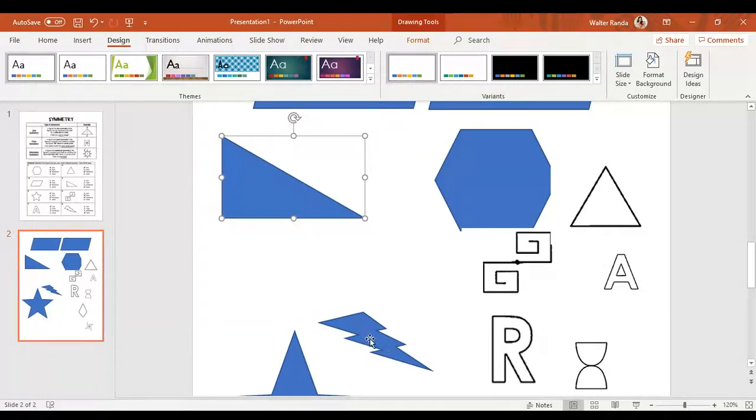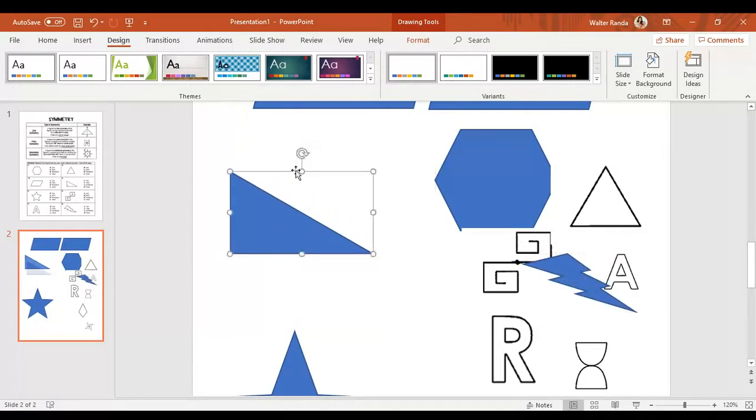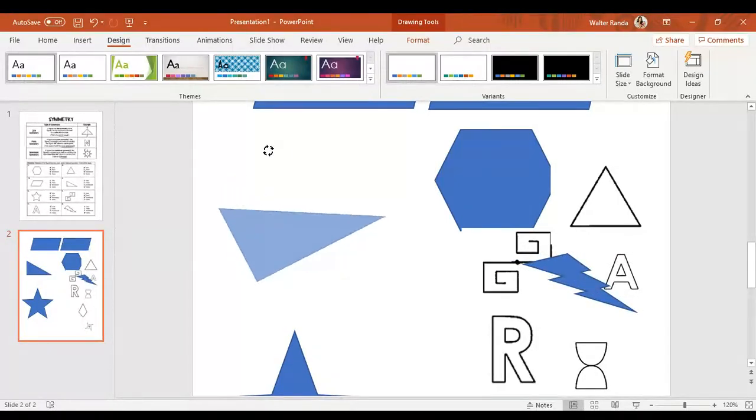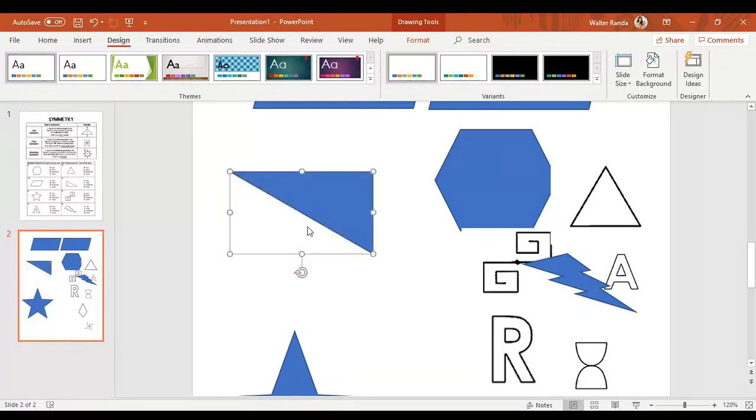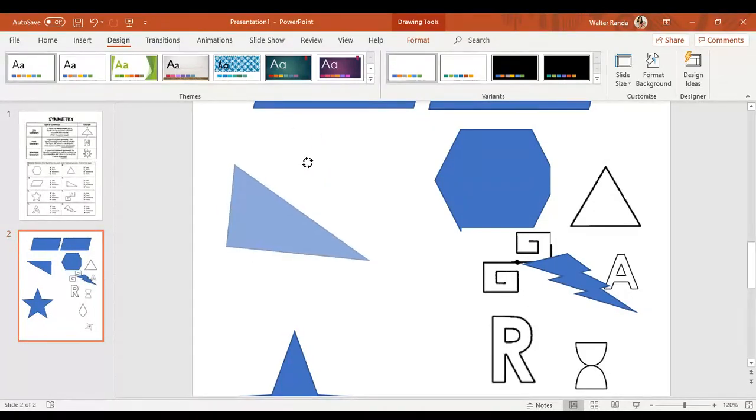So let's check my rotations here. If I rotate this and make it upside down, so 90, 180, it's not the same triangle. It's facing the opposite direction. It does not map onto itself. So let me make a copy of this and show you exactly.